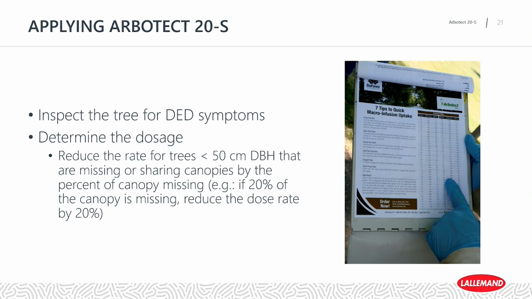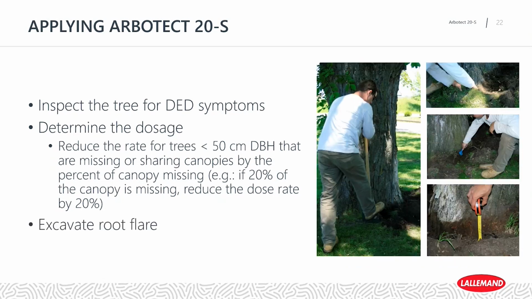The dosing rate for Arbotect for 36 months or 3 years is 28 milliliters per centimeter of diameter, along with 1.8 liters of water per centimeter. Now, we don't treat trees that are smaller than 25 centimeters in diameter, and we use a half rate of 14 milliliters per centimeter of diameter for any non-American elms. So, for example, a slippery elm or a Scots elm.